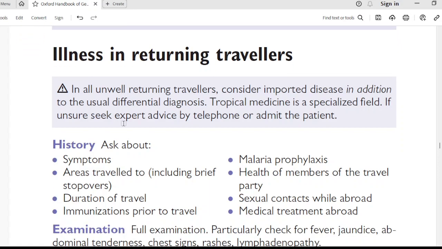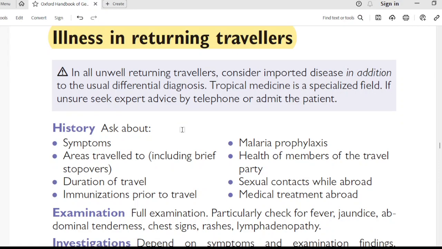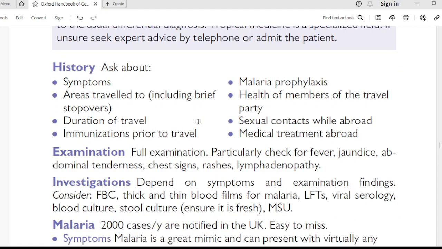Page number 624, illness in returning travelers. So whenever you have a question about a patient returning from travelling, in all unwell returning travelers, consider imported disease in addition to the usual differential diagnosis. Tropical medicine is a specific field. If unsure, seek expert advice by telephone or admit the patient.